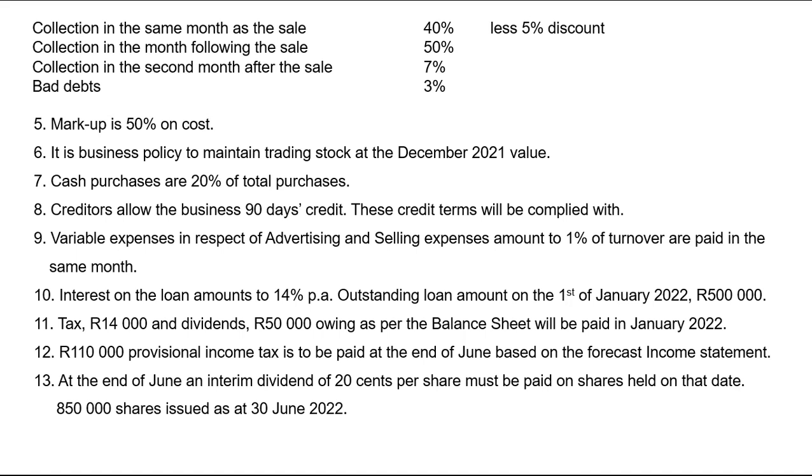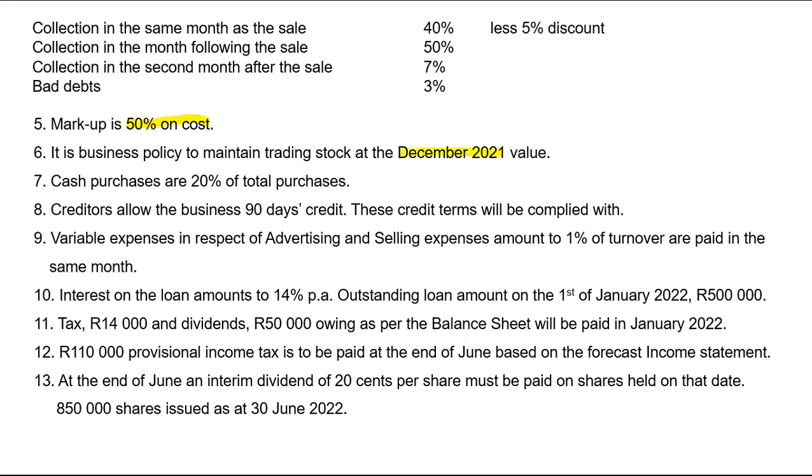Since we are now done with the collection from debtors and your cash sales, we are going to get into creditors payment. Please note that they said the markup is 50% on cost. And in number 6, they say the business maintains trading stock at the December 2021 value.